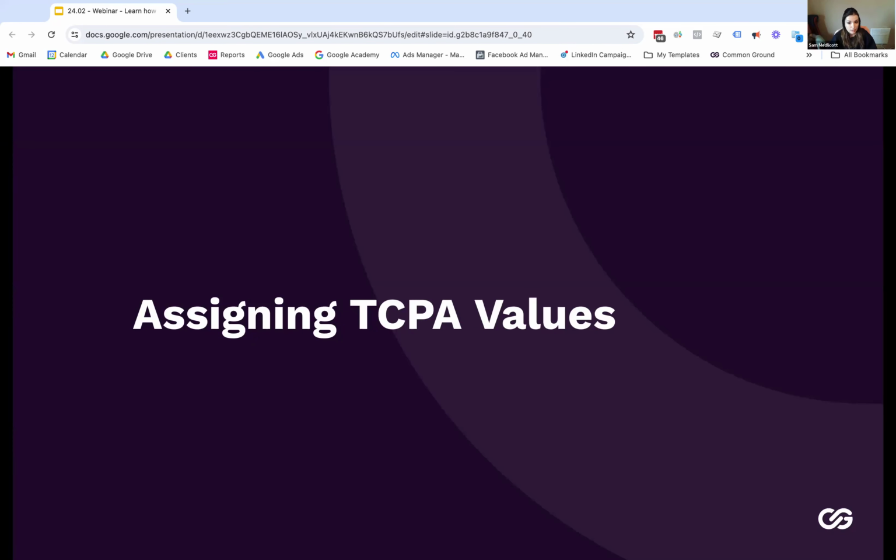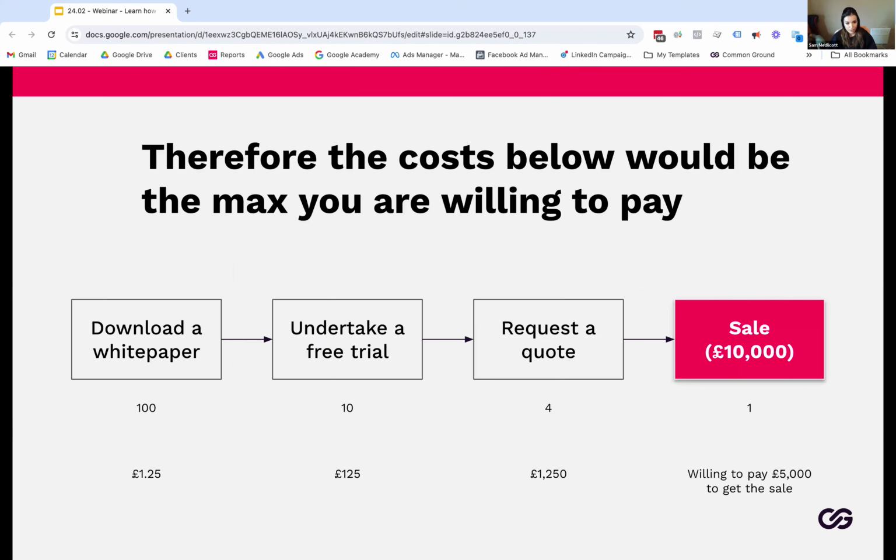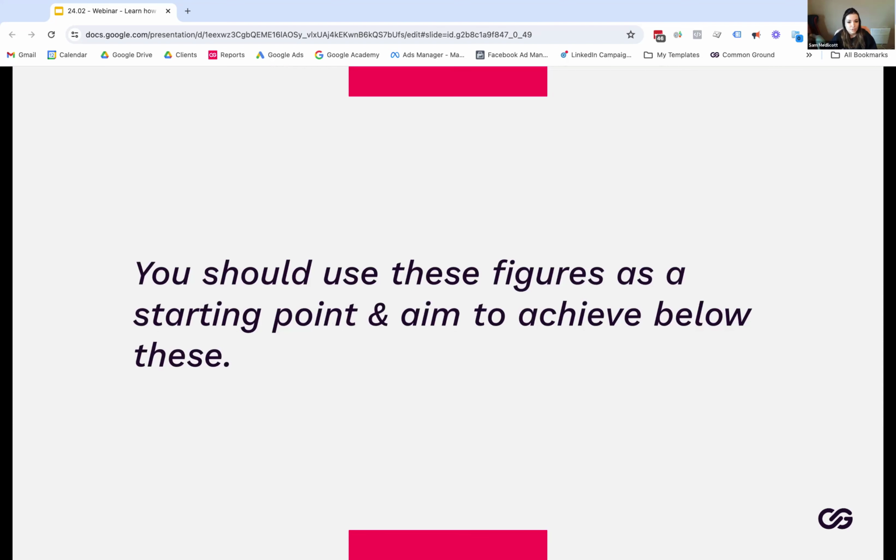And then with assigning target CPA values, just like assigning values, you can use the maths to figure out the maximum target CPA for one of your conversions, so what you're most willing to pay for it. So the cost below would be what the maximum I'm telling Google I want to pay. Ideally lower than that, but you can build your way down to that. Use these as a starting point and then aim to achieve below.